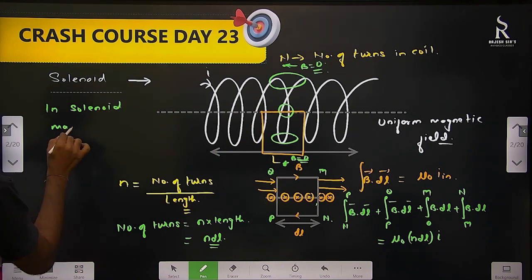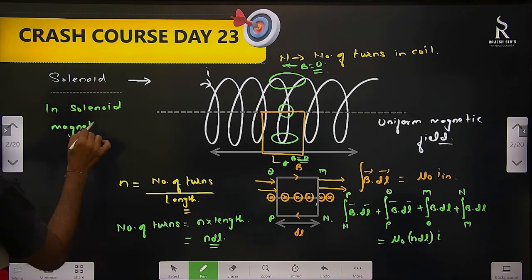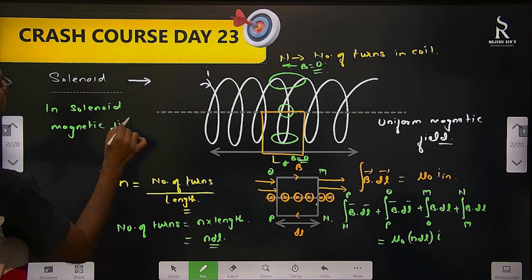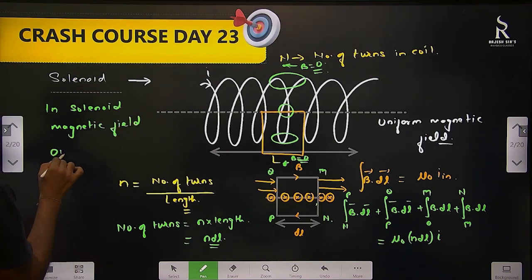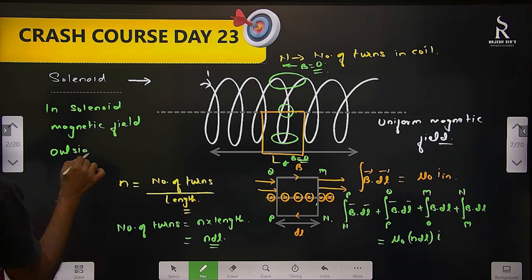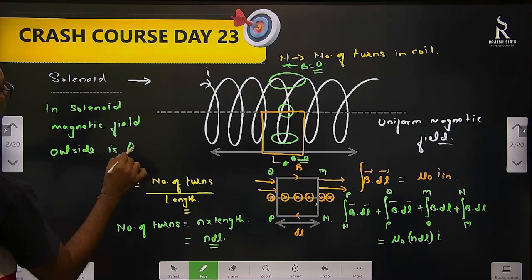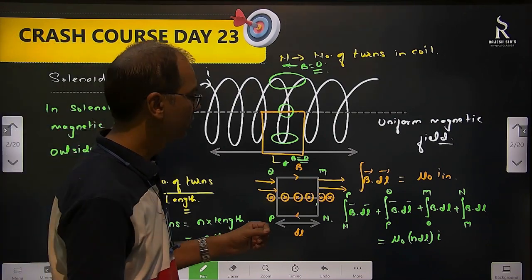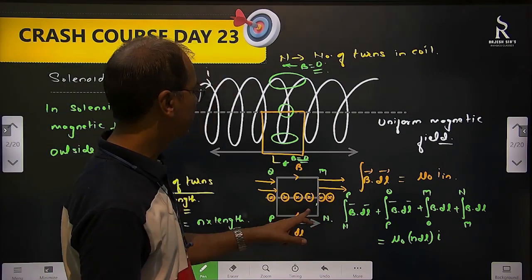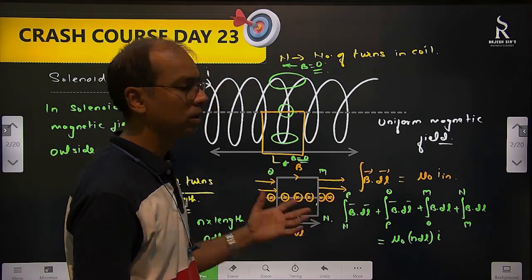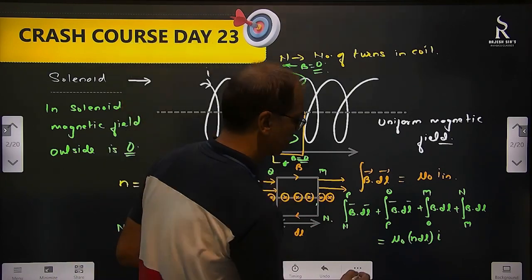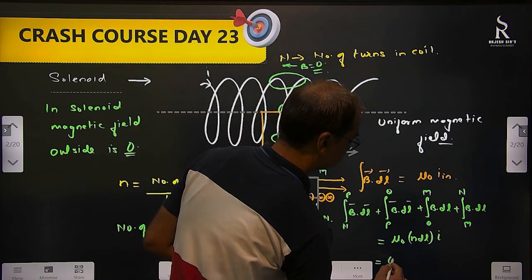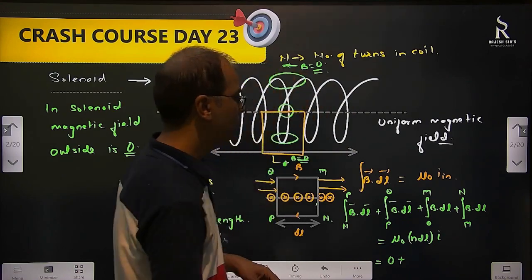So in a solenoid, magnetic field outside is 0. Okay, fine. So now what? Let's see NP. Now NP section means here. That is outside. So magnetic field here is 0. So forget it. So 0 plus B dot dl for PQ.